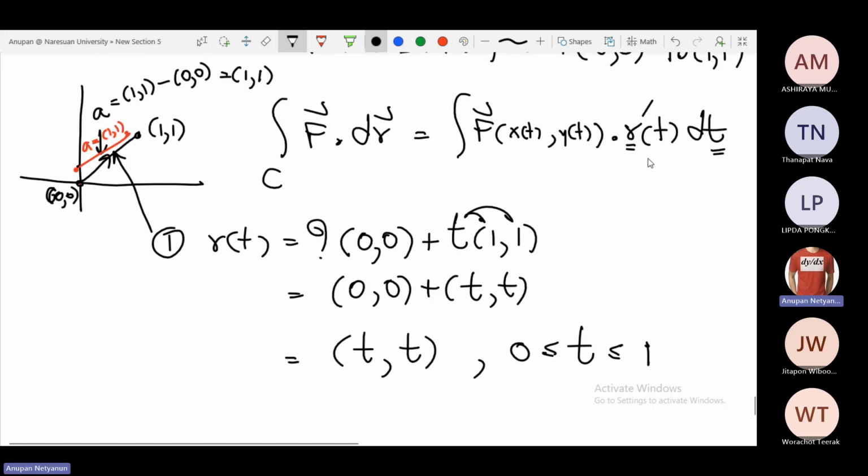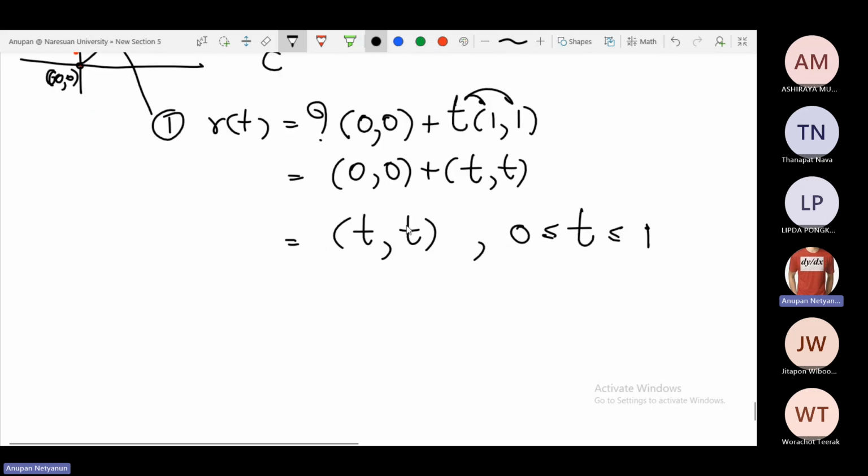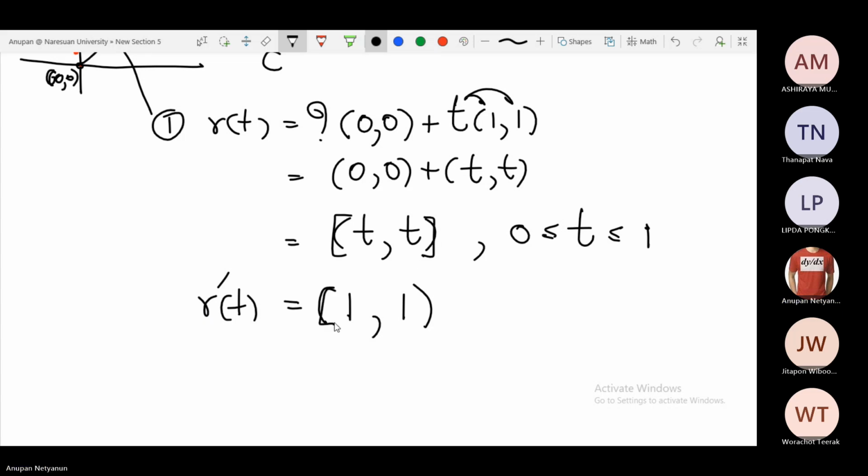Now, in this formula, you need to find r prime t, right? You know that your r(t) is t and t. So for r prime t, you take the derivative with respect to t, right? For the first component, you have 1. Take the derivative with respect to t for the y component, so you have 1. Okay? Actually, this is a vector, right? You can write it in parentheses, but let's use the bracket anyway. Okay. Now you have r prime t already.